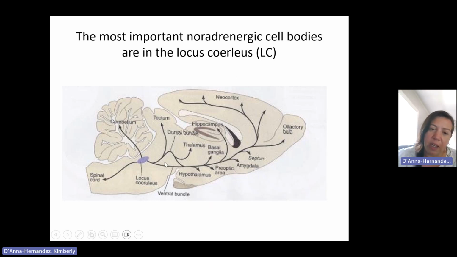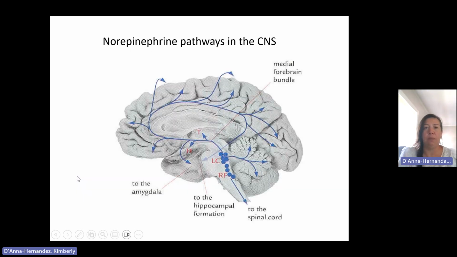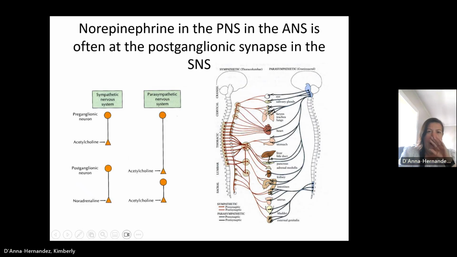And here you can see that it goes all over the brain and actually goes back down to the spinal cord too. Again, if you like the human brain, here you go, our sagittal section. Here's our locus ceruleus and our raphe here in the pons, and you see the projections going all over the brain and back to the spinal cord as well.